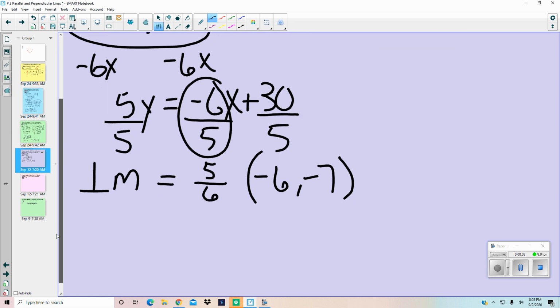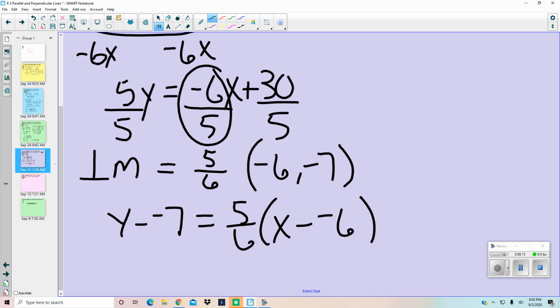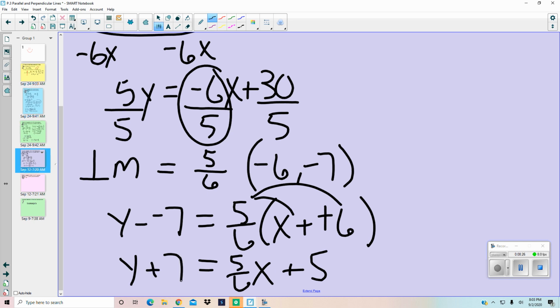So if I write out in point slope form, I would do y minus -7 equals 5/6 times x minus -6. I distribute, and when I distribute, the 6's cancel, so I get 5. And then I'm going to have to subtract 7. So my answer is going to be y equals 5/6x minus 2. Okay, and that's using point slope form to solve.